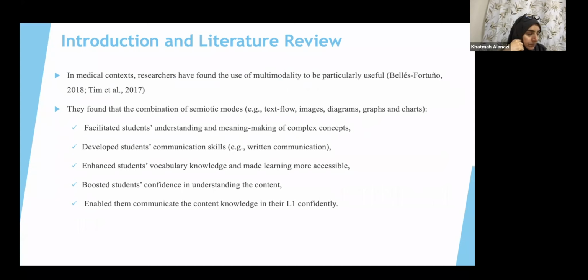They found that the combination of semiotic modes such as graphs, images, YouTube, and charts facilitates student understanding and making meaning of complex concepts, developed student communication skills like writing skills and written communication, enhanced student vocabulary knowledge, and made learning more accessible. They also found that using different modes or visual modes boosts students' confidence in understanding the content and enables them to communicate the content knowledge in their L1 confidently.